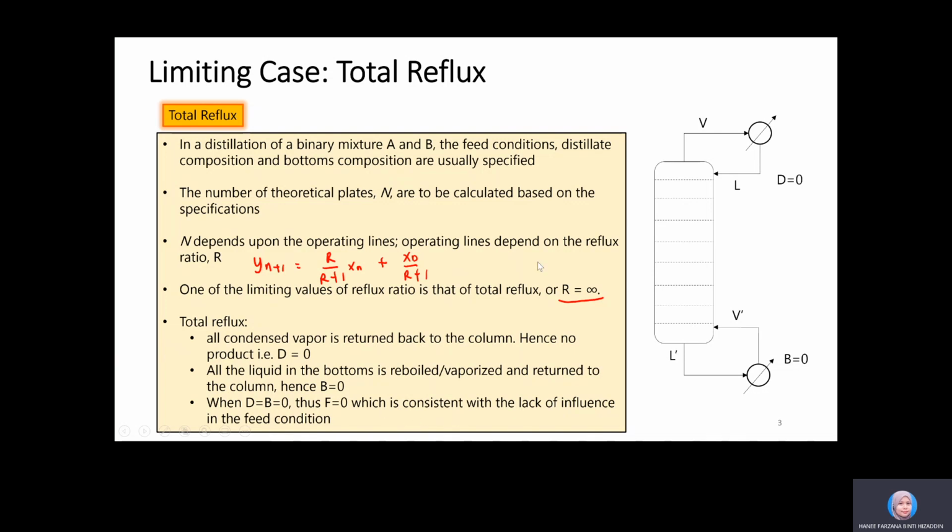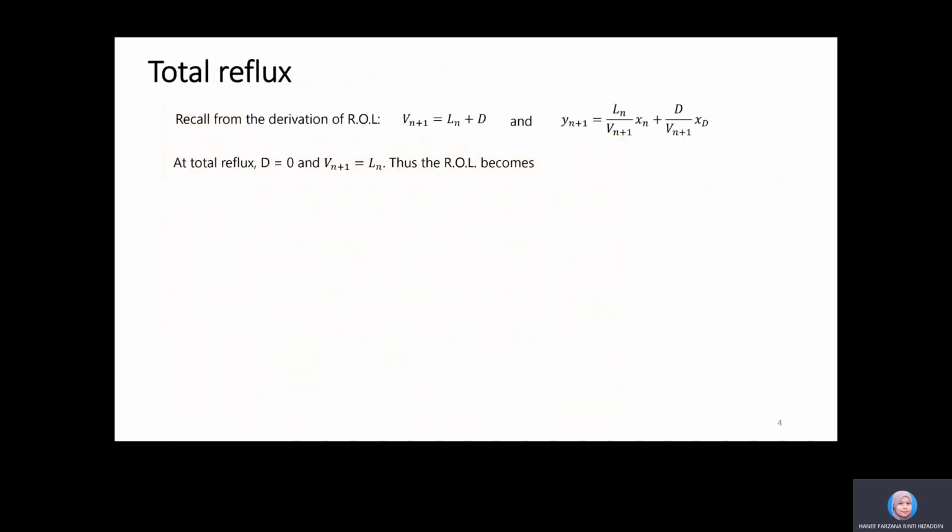This is assuming that after a steady state has been reached, we stop feeding the distillation column with F. Then we stop withdrawing the distillate liquid and the bottoms liquid, and instead we return everything back into the column. So what happens when we do that?